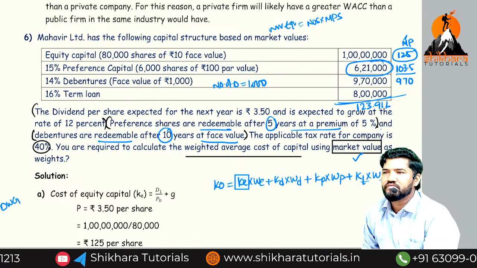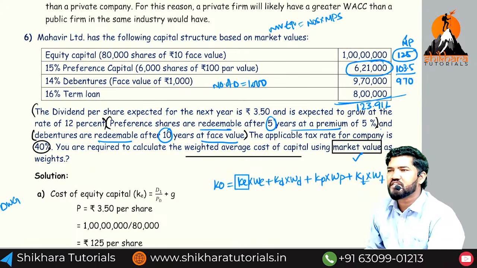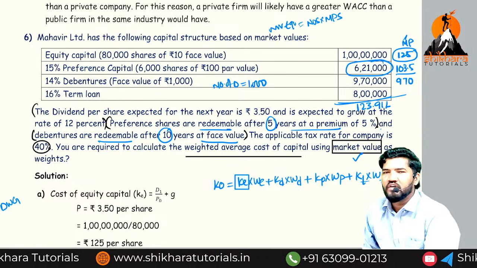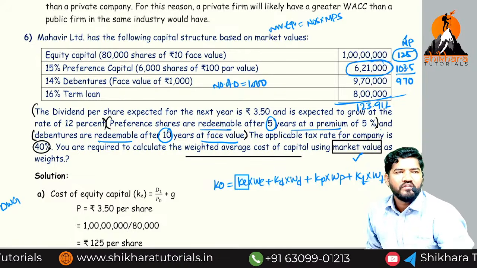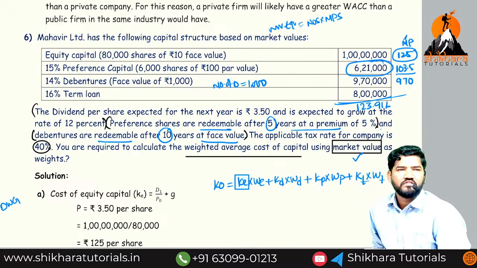Yes or no? How is that 9,70,000 possible? Book value is 10 lakhs, but it is issued at what value? Discount value. At that time, automatically, book value is more, and market value, issue value, is less. Clear?